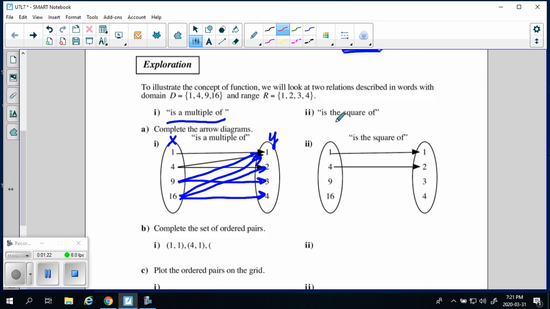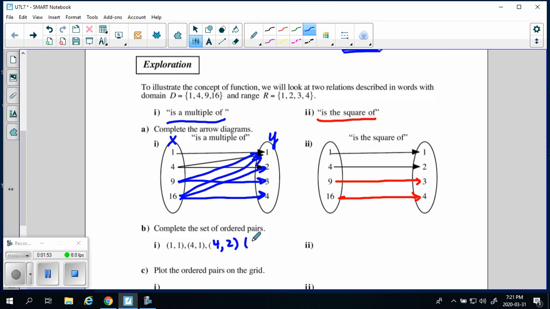And on this side, we have a relation called is the square of. So 1 is the square of 1, 4 is the square of 2, 9 is the square of 3, and 16 is the square of 4. So this relation is a little bit simpler. For each relation, we can write a set of ordered pairs, like 1 maps to 1, 4 maps to 1, 4 also maps to 2, so we'll add that to the list.